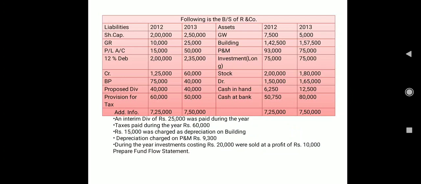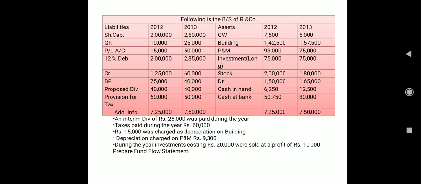Now, first item, we'll start from the liability side. Under liabilities, first item we have is share capital, and if we compare, I am taking 2012 as the older year and 2013 as the new year. In 2012 the value of share capital is 2 lakh and in 2013 it is 2 lakh 50. So compared to the older year, in the new year 50,000 excess is there.